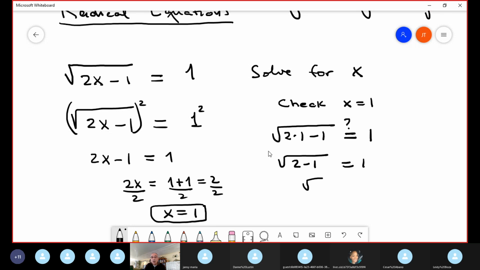2 minus 1 is 1. And the square root of 1 is 1. 1 equals 1. You get a true statement. That means that this solution is good. And the solution set for this radical equation is 1.